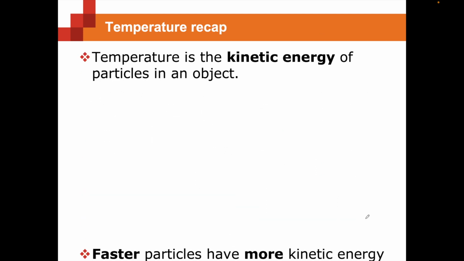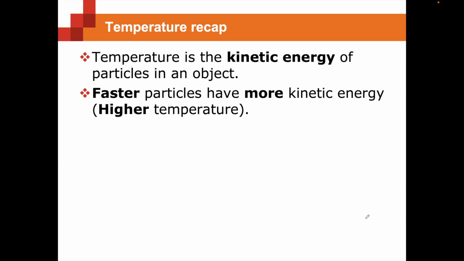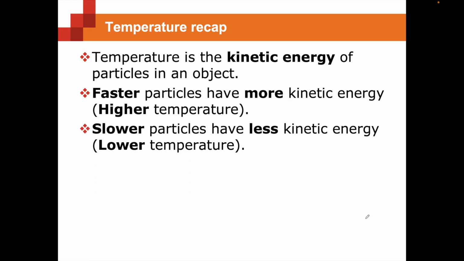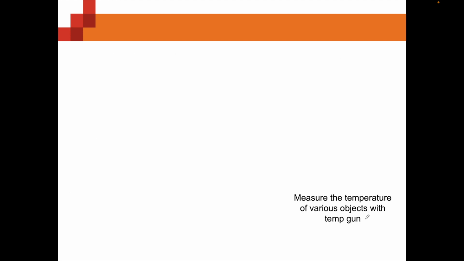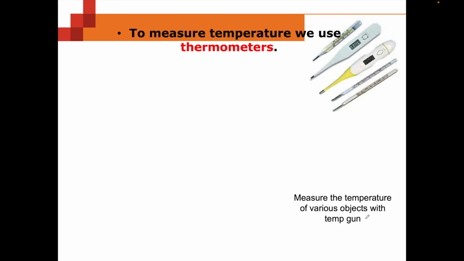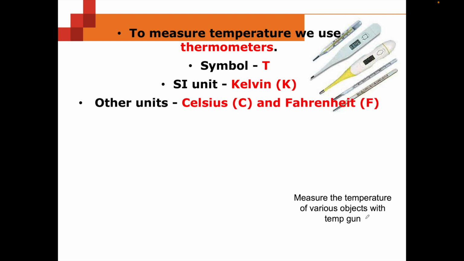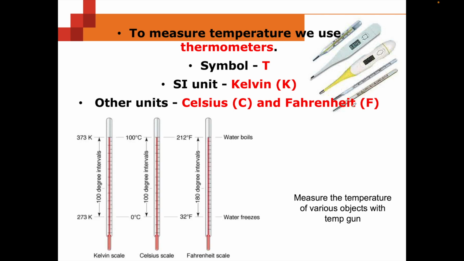So temperature, kinetic energy. Faster particles, more energy, higher temperature. Slower particles, less energy, lower temperature. Okay, we can measure temperature using thermometers, as you know. The symbol for temperature will be T, and the unit we will be using is Kelvin, sometimes Celsius. Fahrenheit is another unit, but we do not need to study Fahrenheit, so we can ignore this one.